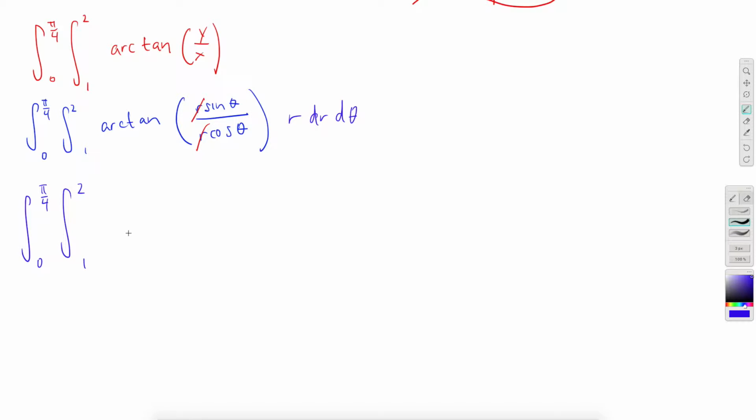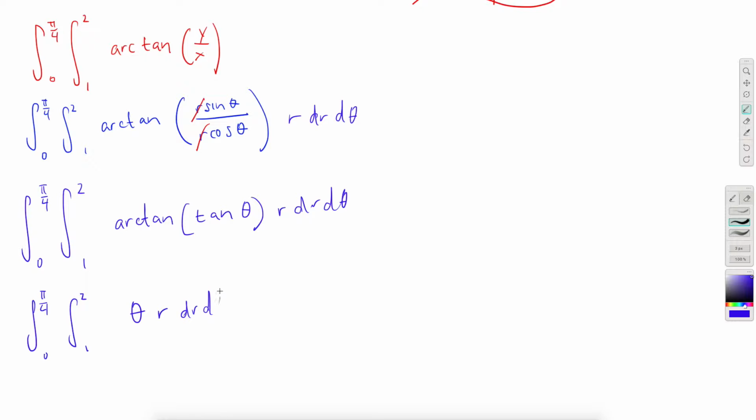We also know that sine on cos of theta is just tan theta, right? r dr d theta. And arctan of tan theta is, drumroll, just theta. r from there, dr d theta. So this is just going to give us theta r squared on 2 between 2 and 1, d theta, pi on 4, 0.